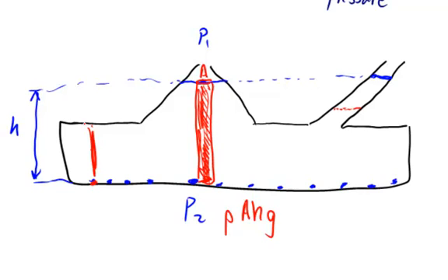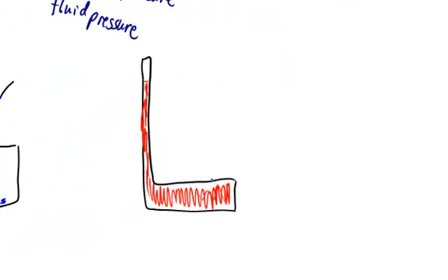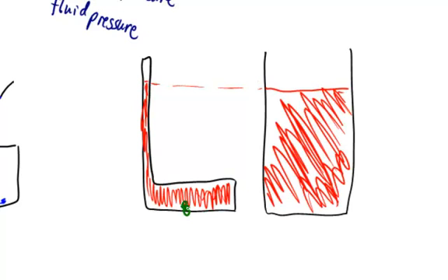Or now how about a container that's shaped like this? Pascal says that the pressure at the bottom of this odd-shaped container is the same as the pressure in this open container that has a fluid that's at the same height. So the pressure at the bottom here is going to be the same as the pressure at the bottom over here. Now that's not so obvious.